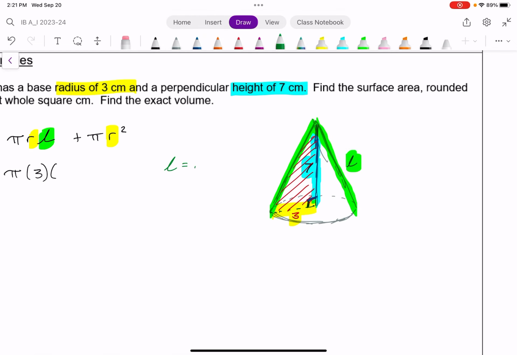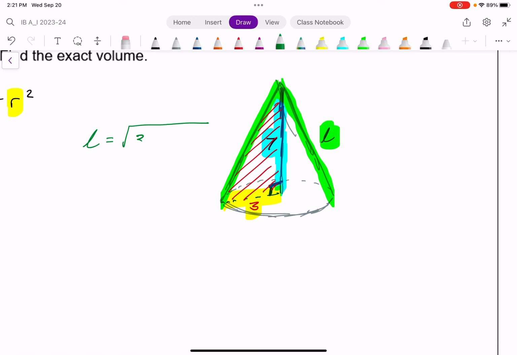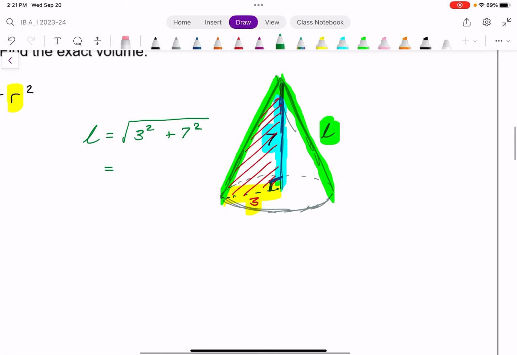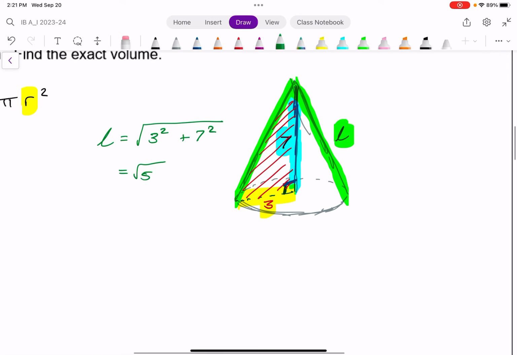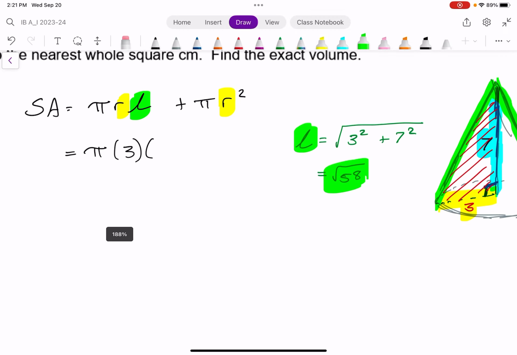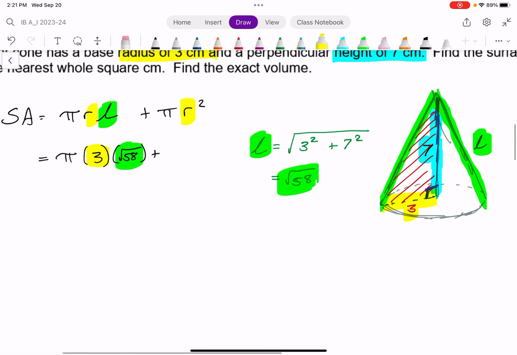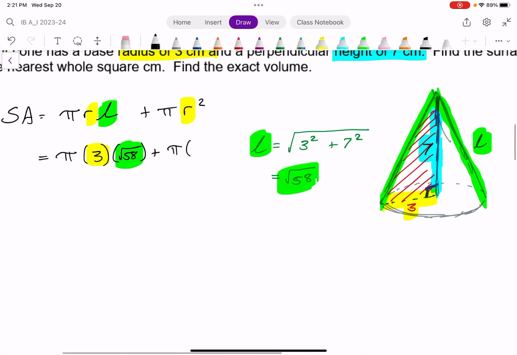L will be the square root of 3 squared plus 7 squared, which is the square root of 58. I don't actually care about the decimal approximation right now because I like root 58 better. It's easier to say, easier to write down, and more exact than some decimal approximation. So there's my length using the Pythagorean theorem. Coming back here, I got 3 times root 58. So pi times 3 times root 58 is the surface area of the curved part around the outside of the cone. And then there's the actual circle, which is pi times the radius, 3 squared.